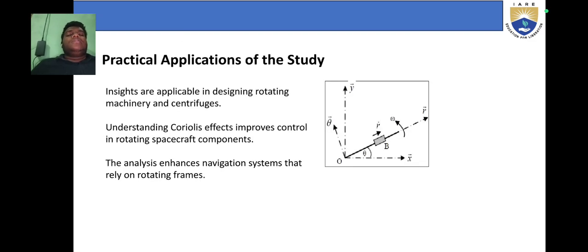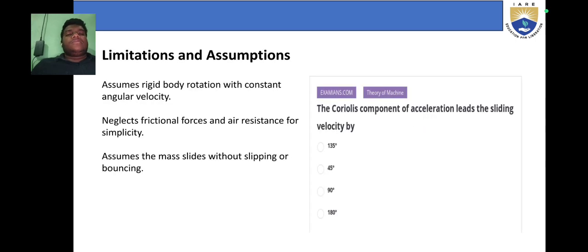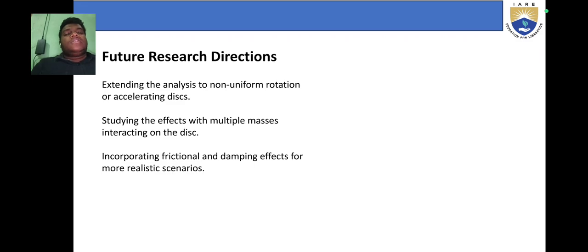Practical applications of the study. The results are applicable in designing rotating machinery and centrifuges, and understanding Coriolis effects helps control rotating spacecraft components. The analysis enhances navigation systems that rely on rotating frames. Limitations and assumptions: rigid body rotation with constant angular velocity neglects frictional forces and resistance for simplicity. Research directions: extending the analysis to non-uniform rotation and accelerating disks, studying the effects with multiple masses moving on the disk, incorporating frictional and damping effects, and more scenarios.